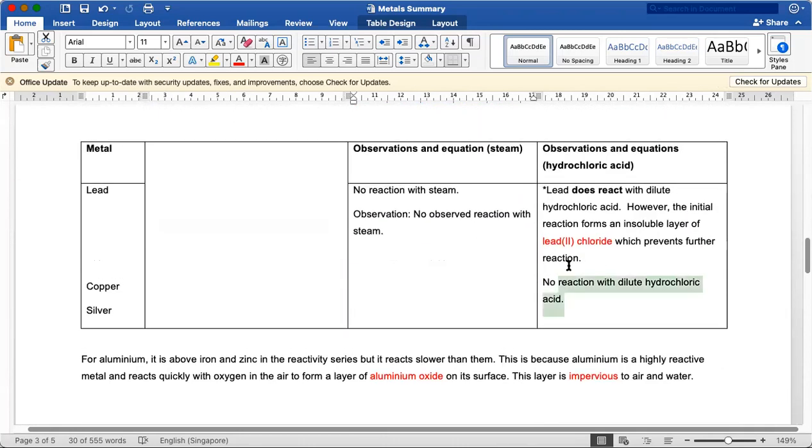And I also mentioned why lead does not seem to react. It reacts, but the reaction will not be completed. This is very important also. It appeared quite a lot in O-level questions and prelim papers.